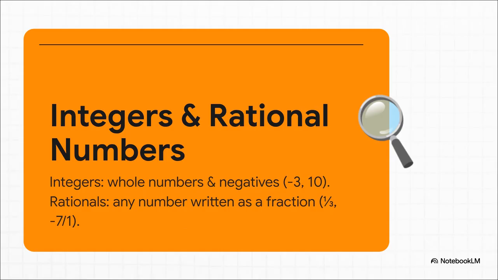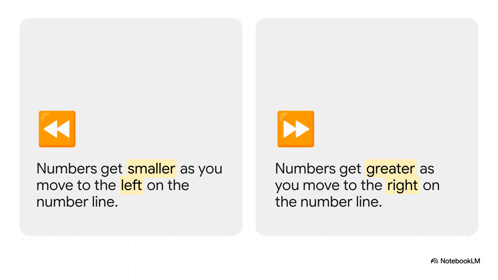Okay, quick refresher, just so we're all on the same page. Our source points out the two types of numbers we're working with here. You've got integers. Those are your classic whole numbers: positive, negative, and 0. So our -3 and our 10. Those are integers. Then you have rational numbers, which is just a fancy way of saying any number that can be a fraction, like our 1/3. See? Simple.